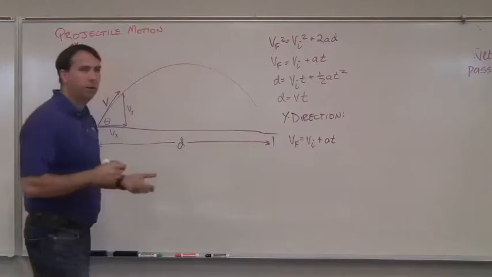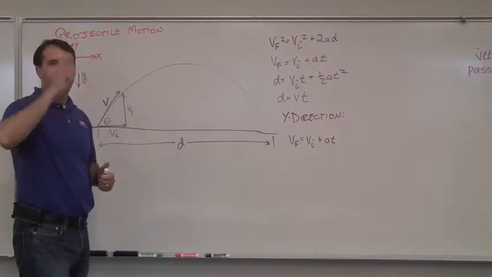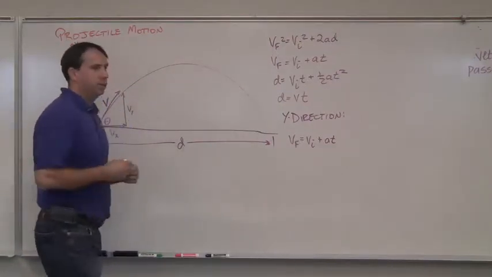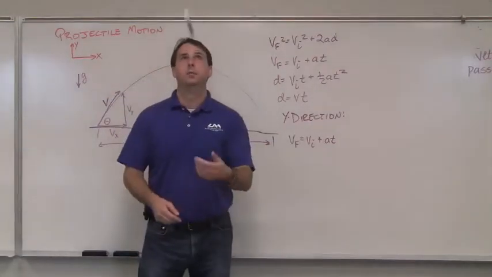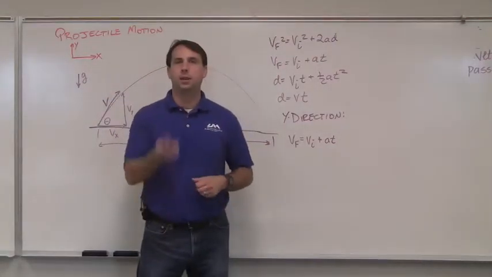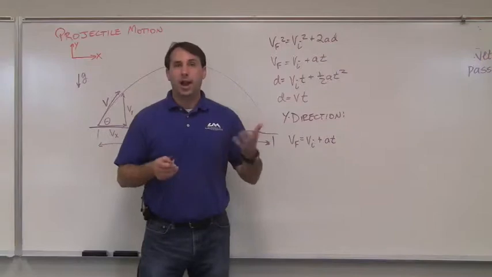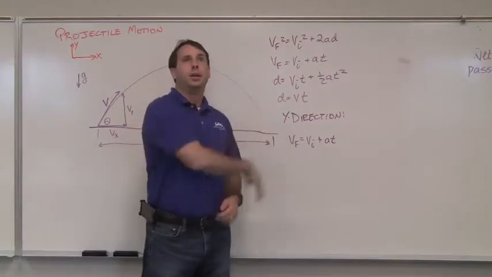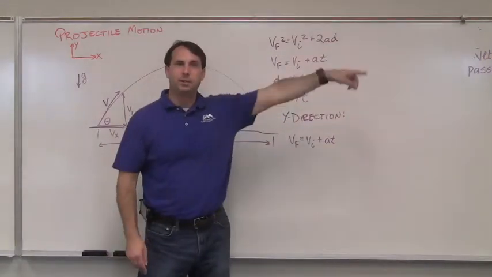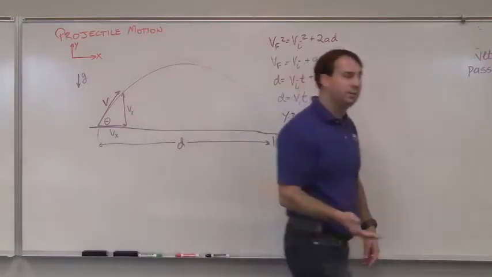Just remember, you can take your x and your y separately. So basically the y just goes up and comes back down. That's all the y velocity does. Now what happens is the x velocity comes in, and that's the reason it goes downstream. Your x velocity pushes downstream, but the y velocity just goes up and comes back down.